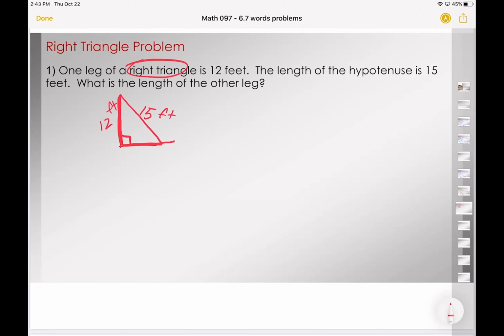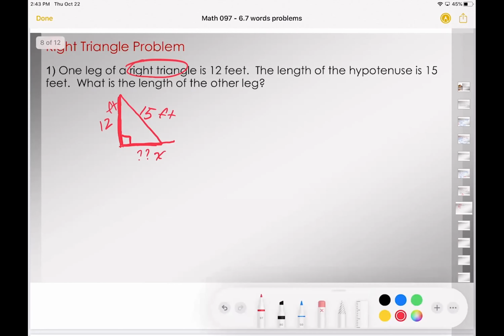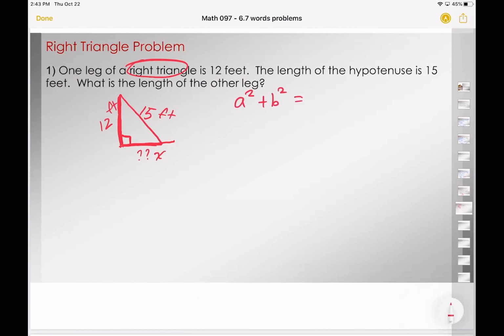Now they ask you, what is this unknown? In math, as in algebra, if I don't know it, I put an X. So if you remember, we have a squared plus b squared equals c squared. My a item is this one here, my b item is this one here, and my c item is this one there.